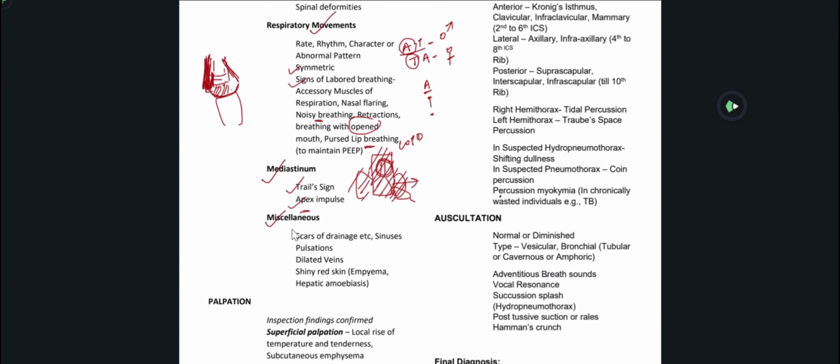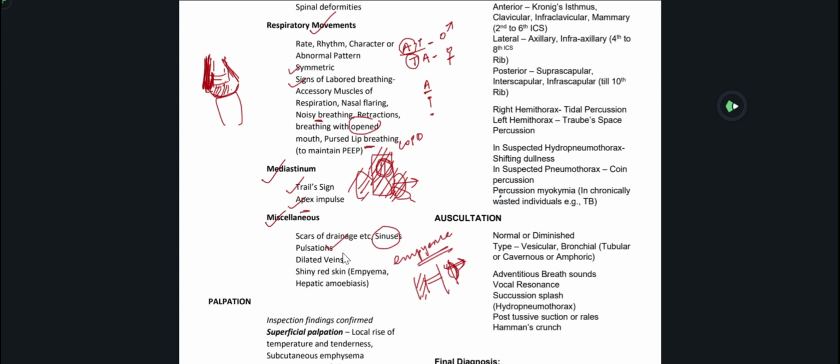And miscellaneous things like scars of drainage, maybe there are some sinuses of empyema necessitans. What is empyema? Empyema is a pleural space infection which is communicating with the subcutaneous plane. It might appear as a bulging of the intercostal space, and finally this infection finds a way out and becomes a sinus. That is what you have to look for.